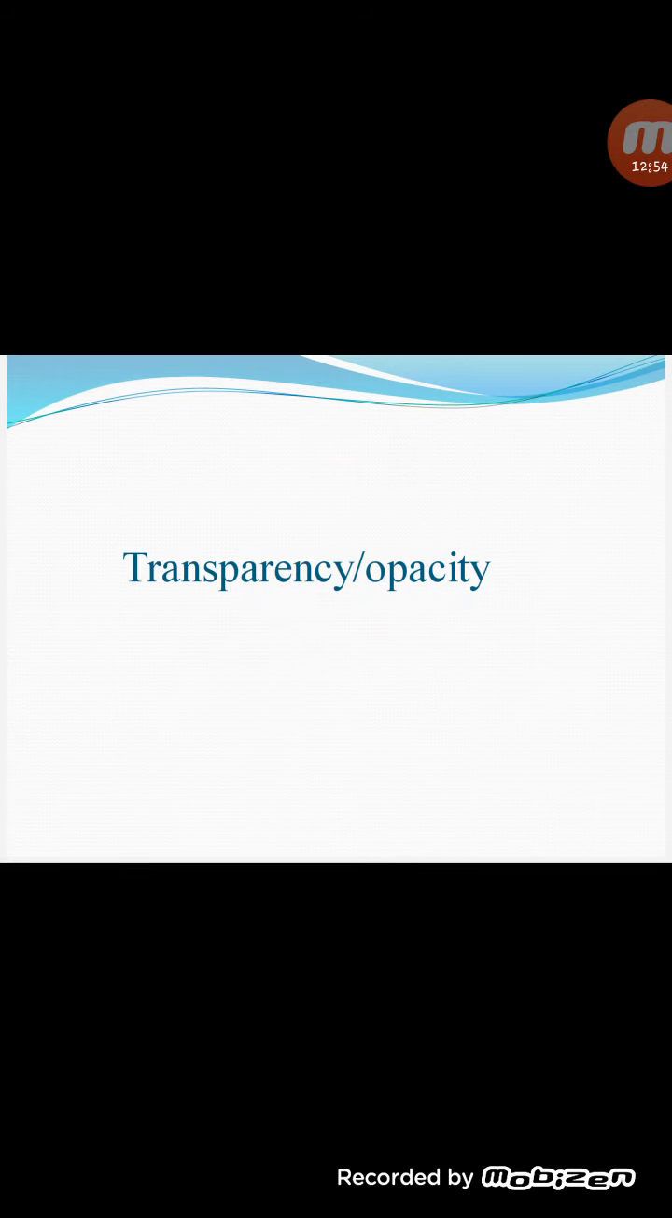Transparency and opacity. Transparency: a material or article allowing light to pass through so that objects behind can be distinctly seen.